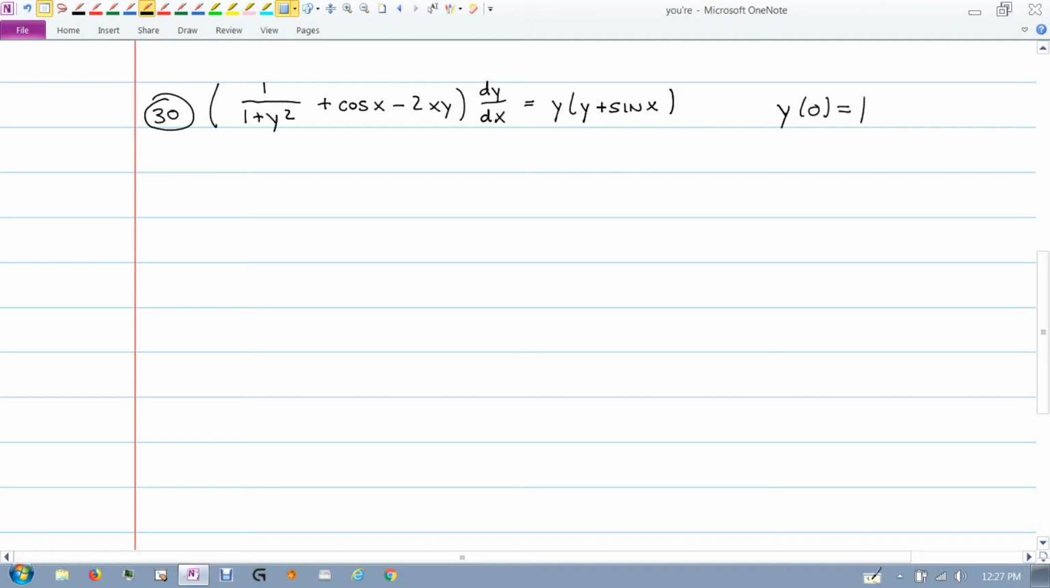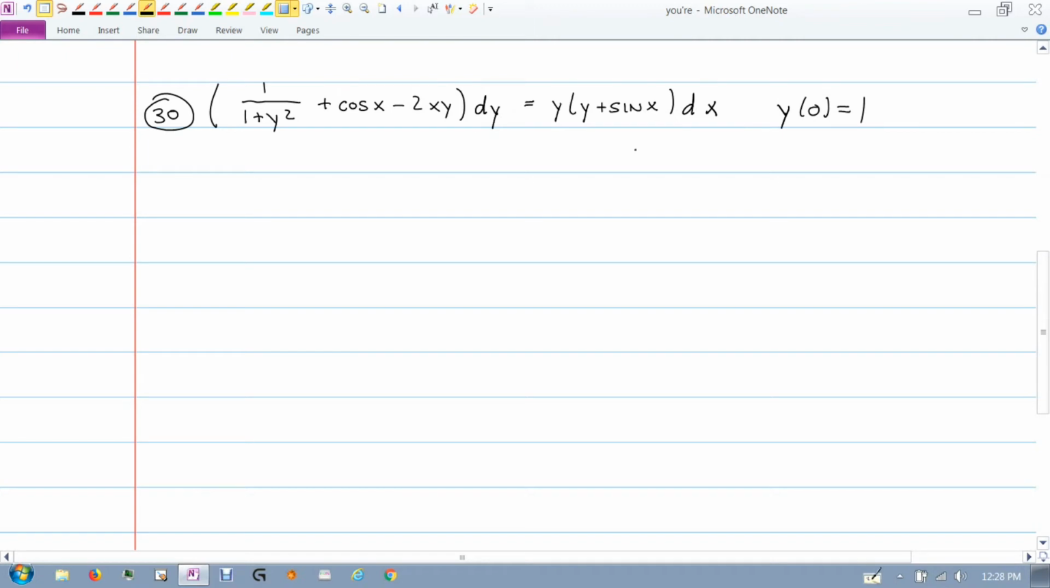Okay, 30. We have 1 over 1 plus y squared plus cosine x minus 2xy dy dx equals y times y plus sine x, and then y of 0 is 1. All right, multiply both sides by dx. So you get this.